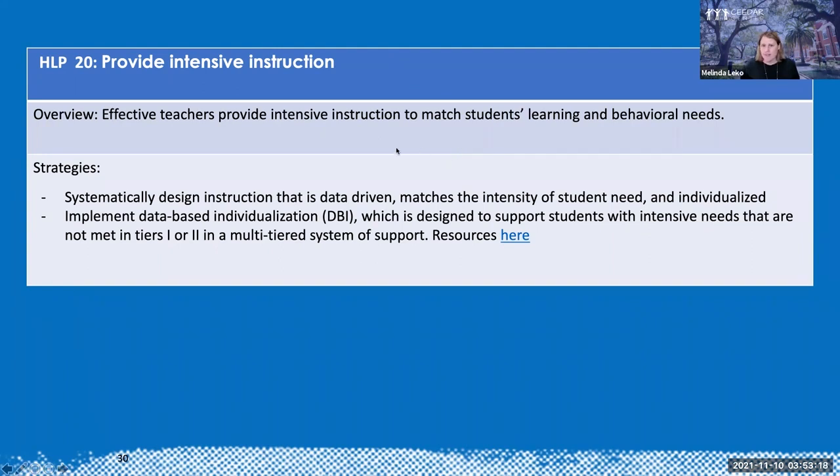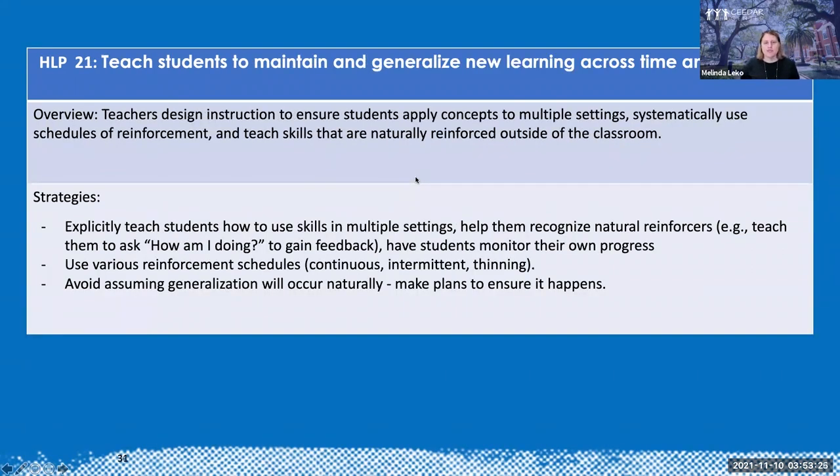So I think, okay, let's teach students to maintain and generalize new learning across time and settings. So this is the idea that we want to ensure that students can apply concepts across multiple settings. And so this can mean systematically use of schedules of reinforcement and teach skills that are naturally reinforced outside of the classroom.